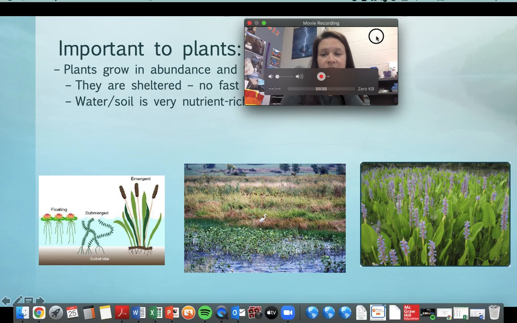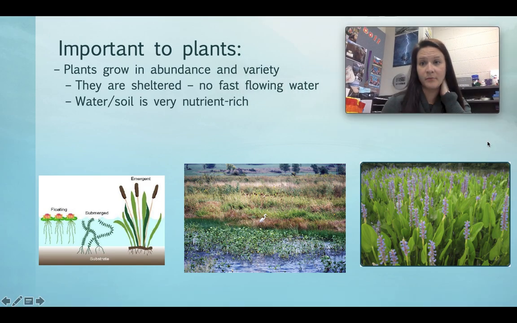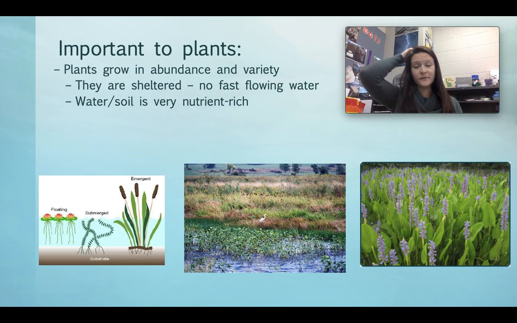Okay, so let's talk next about why they're important to us or to this planet. So first, let's focus on plants. Wetlands are helpful to plants because first off, plants grow in a huge abundant variety in the wetlands, covered in plants. One of the reasons why they grow so well there is because they're sheltered.